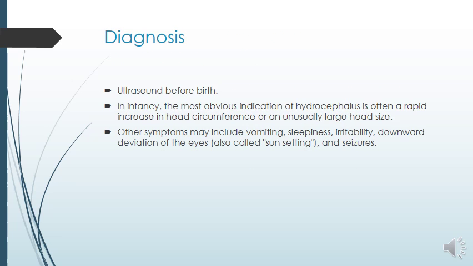In looking at the diagnosis of hydrocephalus, we could see that in some cases the babies will show on ultrasound prior to birth that they have hydrocephalus. In infancy, the most obvious indication of hydrocephalus is often a rapid increase in head circumference or an unusually large head size. Other symptoms may include vomiting, sleepiness, irritability, downward deviation of the eyes, which is also referred to as sunsetting, and seizures.